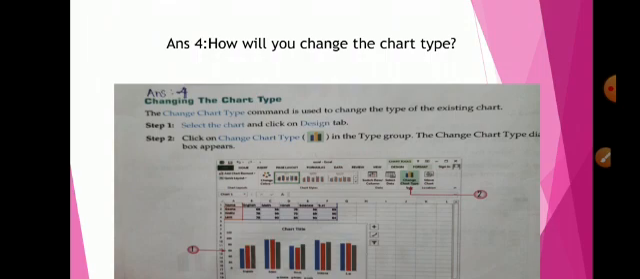Now next, how will you change the chart type? See, I have given you every answer. Changing the chart type: the Change Chart Type command is used to change the type of the existing chart. If you want to change the type of the chart, you can change it. Click on Change Chart Type. The Change Chart Type dialog box appears. It will show you the types of charts, and if you want to change to any one from that, you can click on that type and the chart will be there.